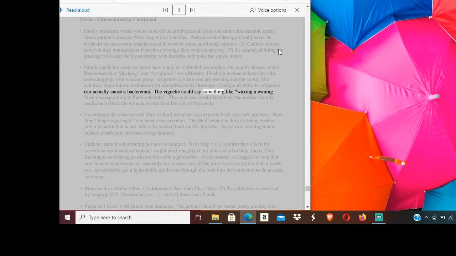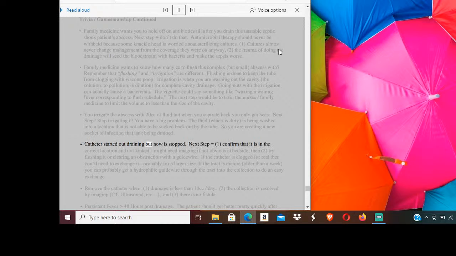The vignette could say something like waxing and waning fever corresponding to flush schedule. The next step would be to train the nurses to limit the volume to less than the size of the cavity. You irrigate the abscess with 20 cc of fluid, but when you aspirate back you only get 5 cc. Next step: stop irrigating it. You have a big problem. The fluid, which is dirty, is being washed into a location that is not able to be sucked back out by the tube. So you are creating a new pocket of infection that isn't being drained.